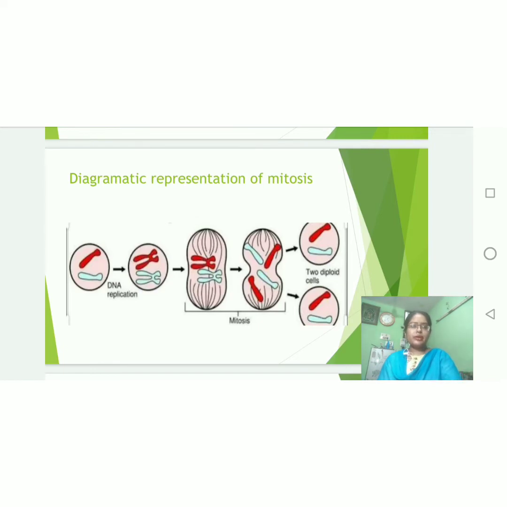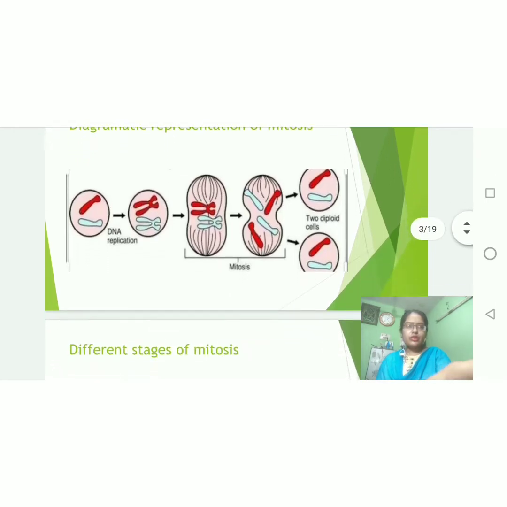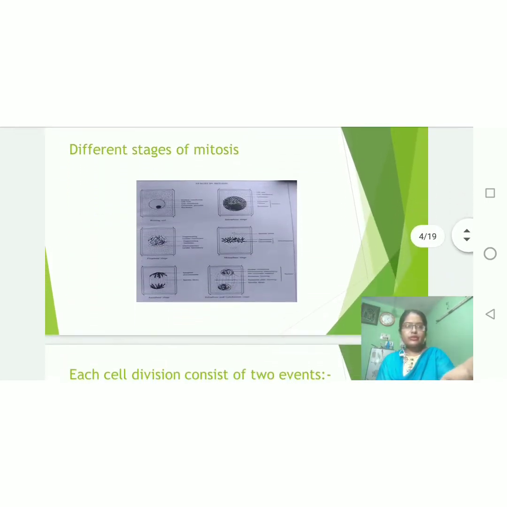Here DNA replication is going on. After that, in the third diagram, the process of mitosis is occurring. Mitosis occurs in stages: interphase, prophase, metaphase, anaphase and telophase. After going through these processes, two identical daughter cells are formed, which have the same number of chromosomes and genetic material. Now we are moving to the different stages of mitosis.